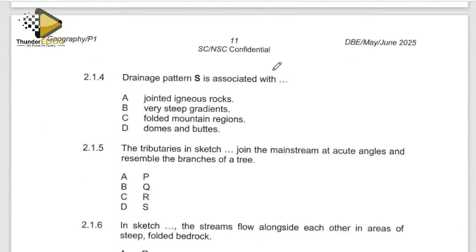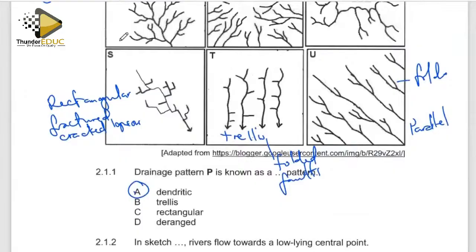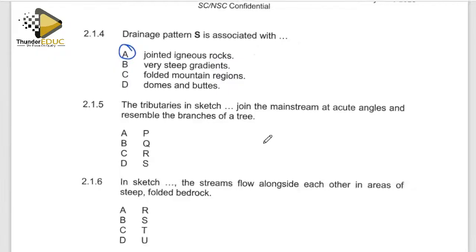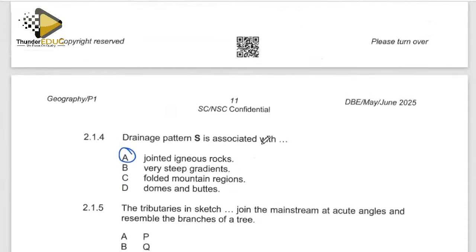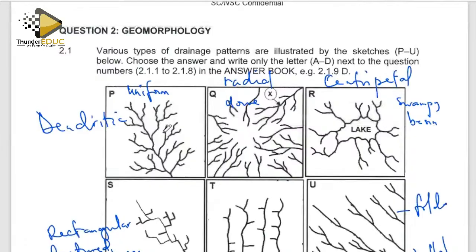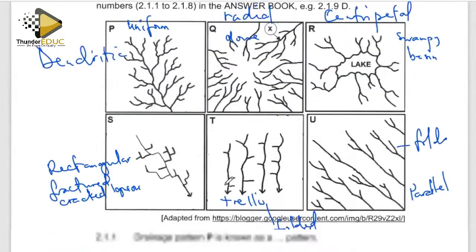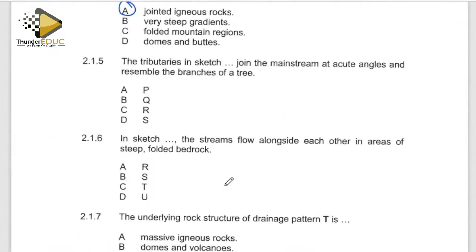Right, moving on to the next question. Drainage pattern S is associated with, where is S? Our S is here. We said it's fractured or cracked igneous rocks. So what is the correct response? Jointed igneous rocks. Right. Then 215, it says tributaries in sketch dash join the main stream at acute angles and resembles the branches of a tree. Automatically, this is this one here, dendritic, which is pattern P. So our dendritic is on pattern P, which is item A.